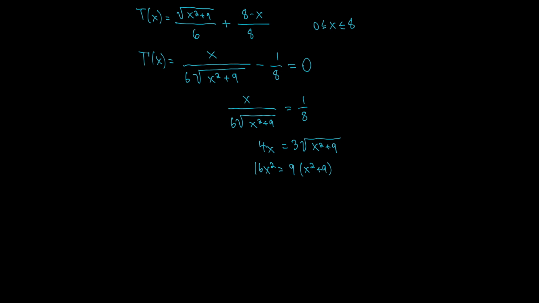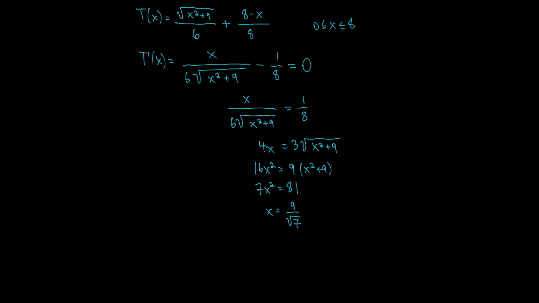So we divide by 9. Actually, no, let's keep the 9. How about we distribute the 9, and then we get 81 and we get 9x squared. So we subtract 9x squared and we get 7x squared equal to 81. And now we divide and take the square root, so we get x is 9 over root 7. Notice we don't get the minus because x started at 0.